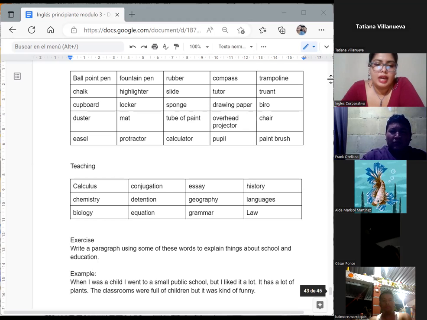When I was a child, I went to small public school, but I liked it a lot. It had a lot of plants. The classroom were full of children, but it was kind of funny.